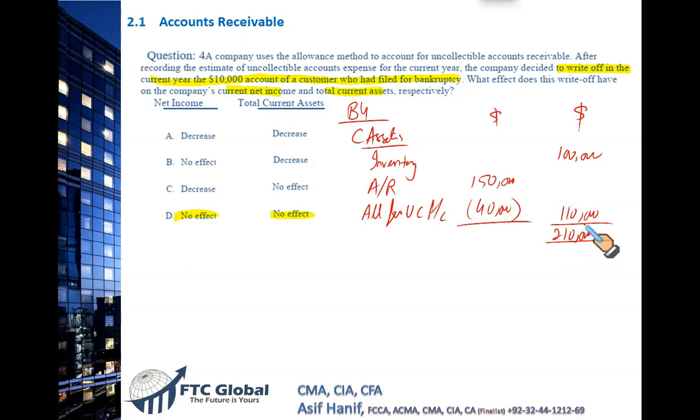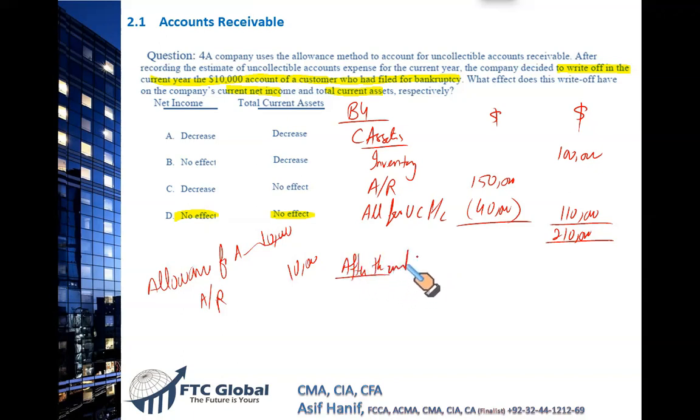Now, when you write off a customer, you post to your journal, you debit the allowance for uncollectible accounts, and you credit your customer account receivable who is not going to pay. So the debit is allowance and the credit is customer. Now I have to revise my balance sheet section of current assets. So this is after the write-off.